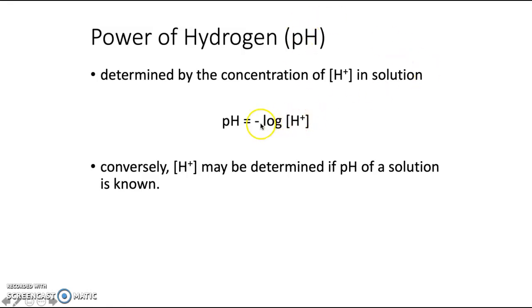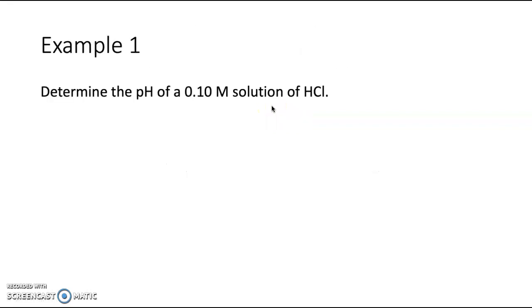Now, this formula can be rearranged. If, say, I was given the pH of the solution, but it's more useful for me to know the concentration of hydrogen ions, I could use the rearranged version of the formula to get that concentration of hydrogen ions out of it. Okay, and hopefully you remember from math how to convert between these two. If not, though, I don't think I need to go over it right now. Okay, so we'll start with a pretty straightforward example.